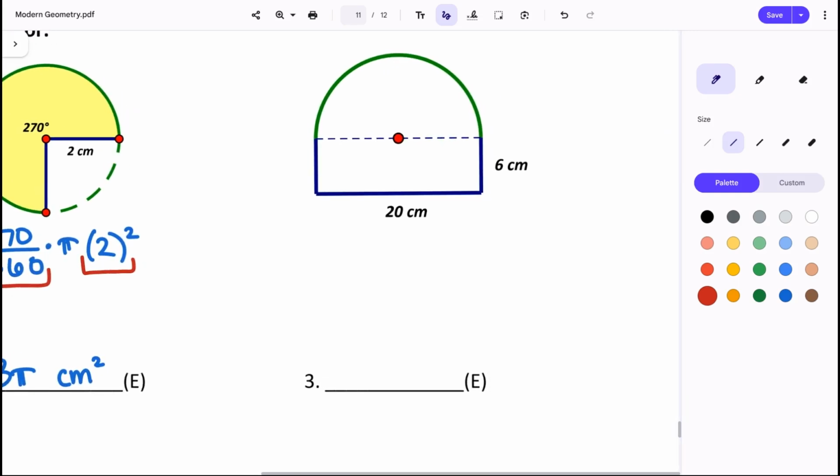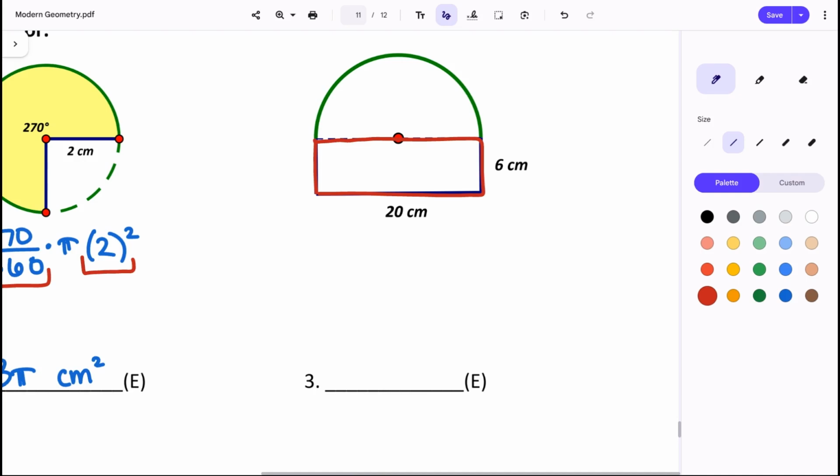All right, let's talk about this last one. Nothing is shaded in, which tells me they want the area of this entire shape here. What are we working with on this shape? A rectangle and a half circle or a semicircle. Okay, so let's talk about how we would find the area of the rectangle. So let's start here. How would you guys find the area of that shape?